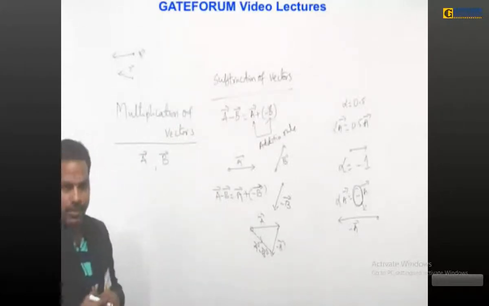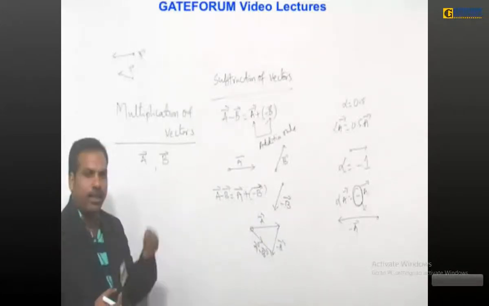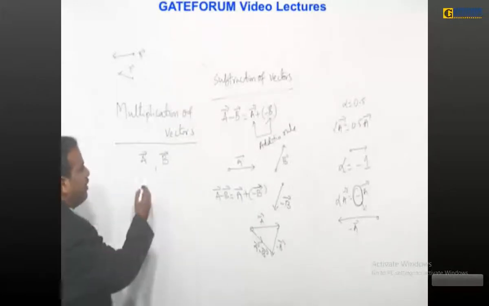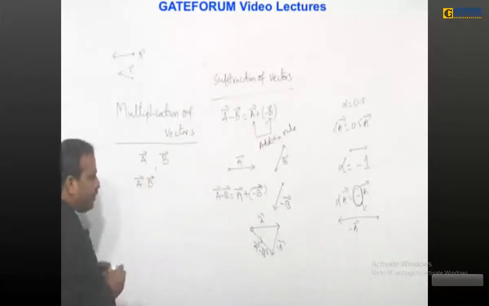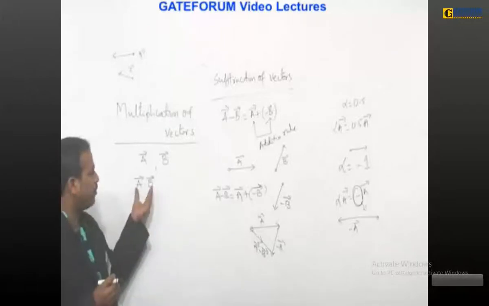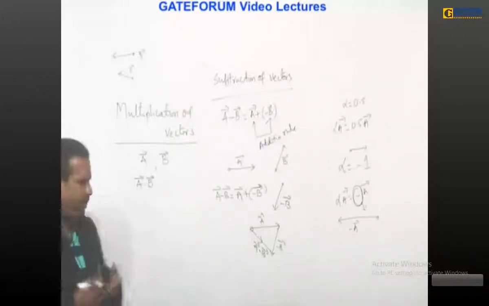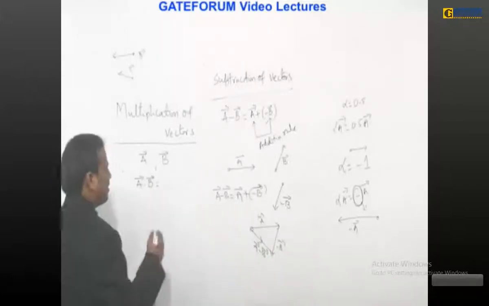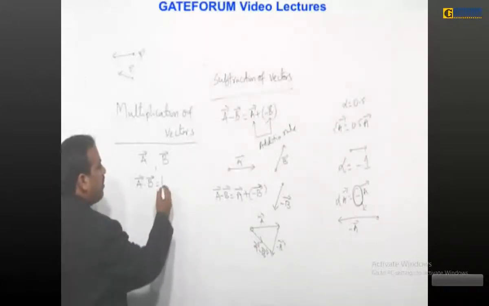The vectors multiplication involves two possibilities. One is called the dot product, and the other is called the cross product. When you consider the dot product between two vectors, that is A bar dot B bar. This is one of the ways to multiply two vectors, which we call the dot product. As per our earlier standards, how do we directly obtain the dot product between the two vectors?